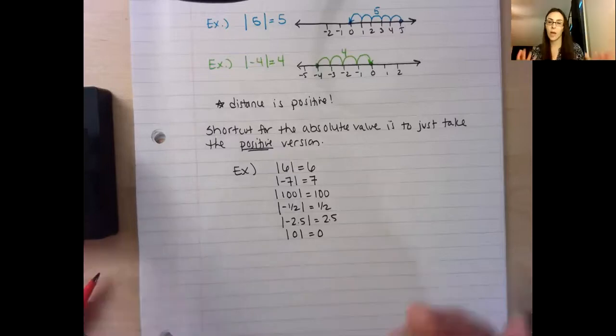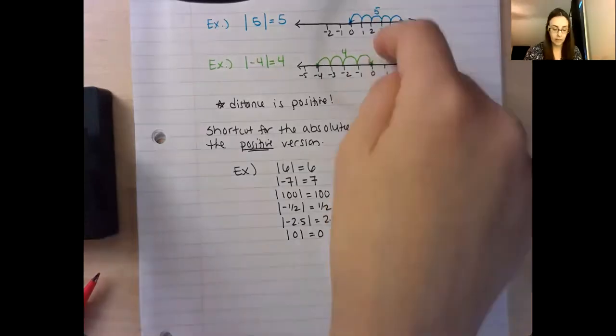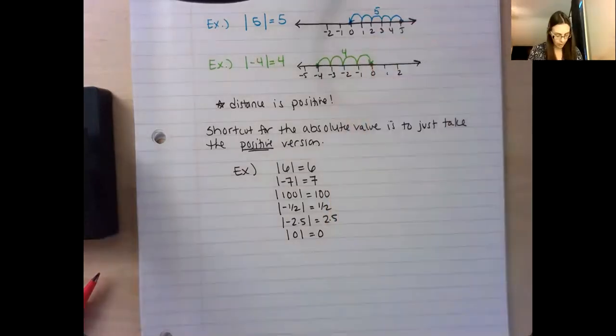And remember that 0 is not positive or negative. So you're just going to leave 0 as is. But otherwise, you're always just taking the positive version instead. So that's the shortcut. It really is a distance to 0, but we can use that shortcut here to help us get our answers a little bit quicker.